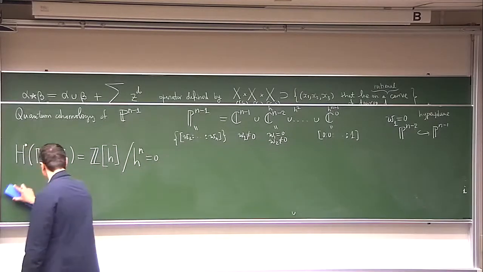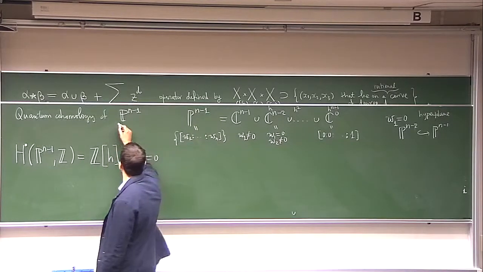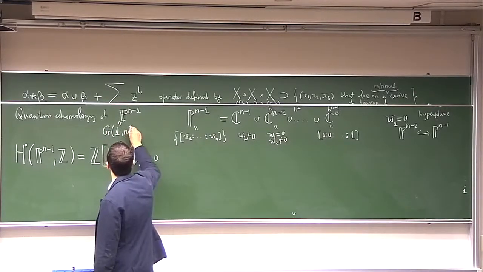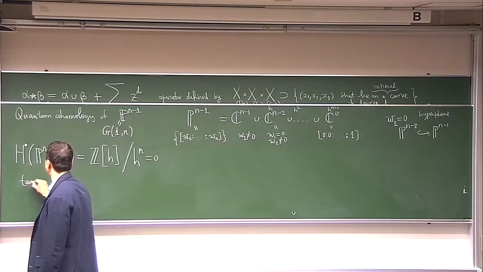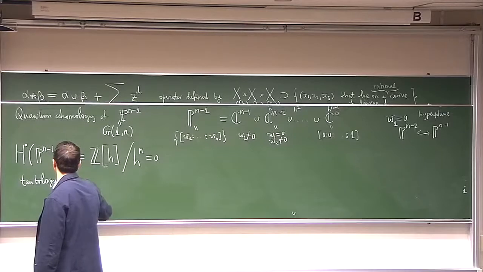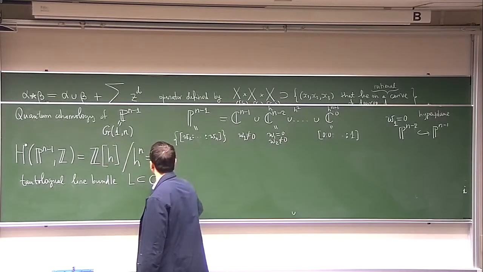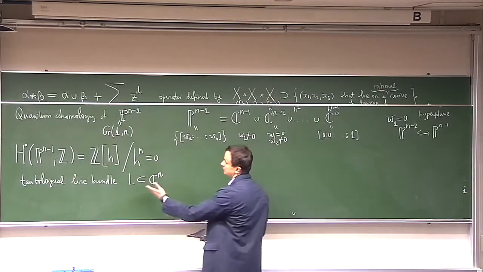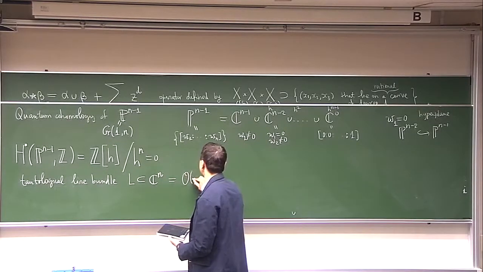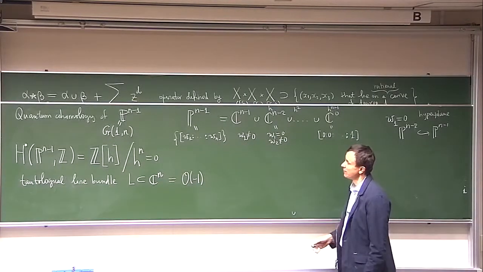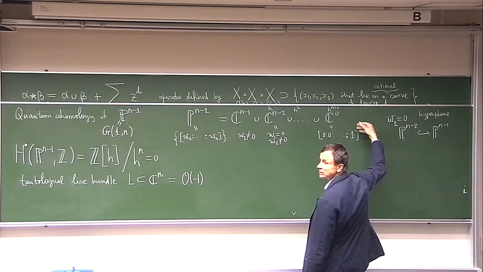What's the tangent bundle? On P^{n-1}, if you think of this as the Grassmannian of 1-planes in n-space, then there's a tautological line bundle, maybe I'll call it L, which is a subbundle in the trivial bundle of rank n, given by the fiber of the line being the line itself. In original notation, this is O(-1). The coordinates on your original space are sections of the dual bundle. For example, W1 is really a section of O(1).